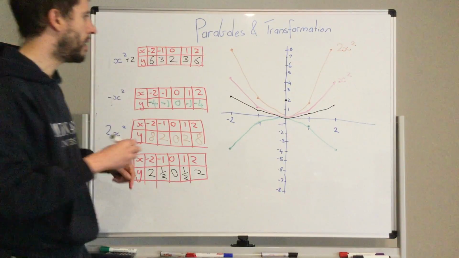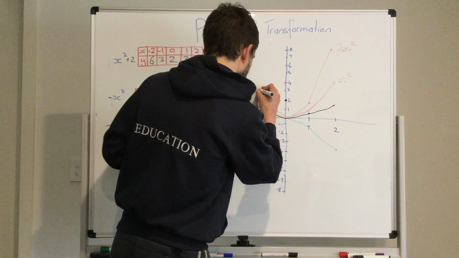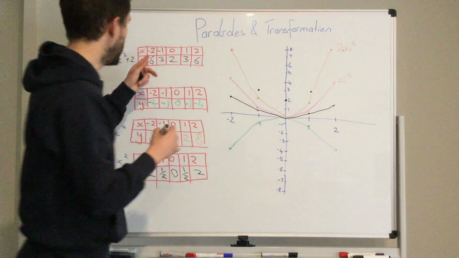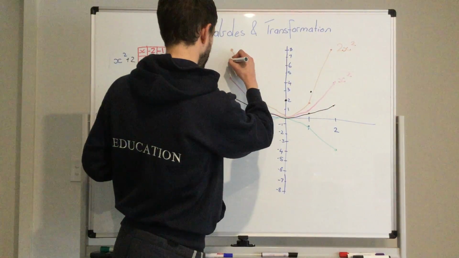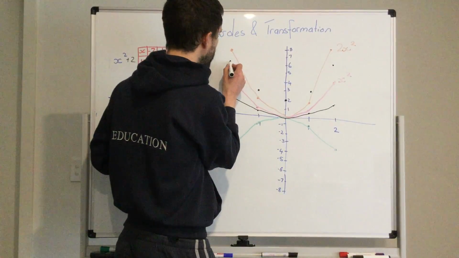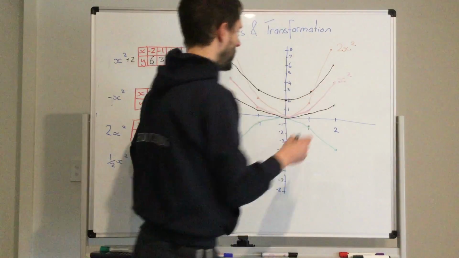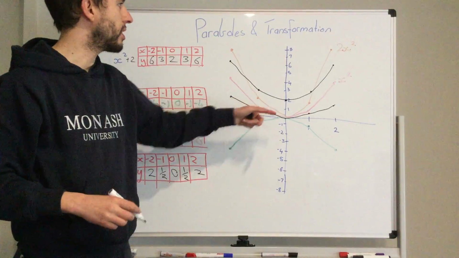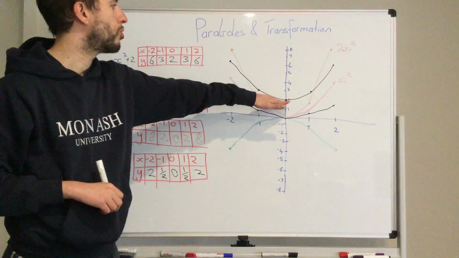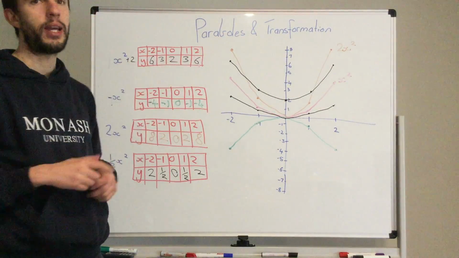Still exactly the same. Negative 1 will be 3. And 1 will be 3. And then negative 2 will be 6. And 2 will be 6. And we draw it exactly the same as we did before. Exactly the same steepness as we had with x squared. The only difference is that we've pushed it up. We've moved it up the graph. And that's just because of C.